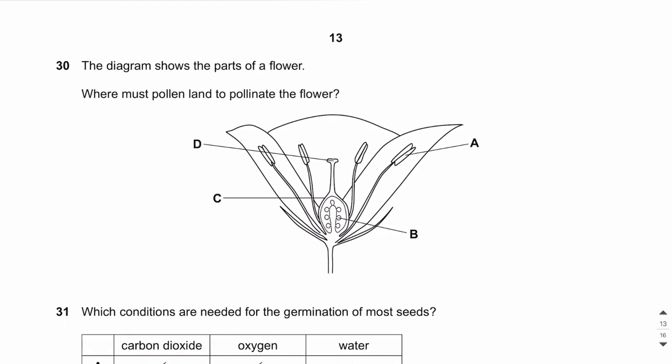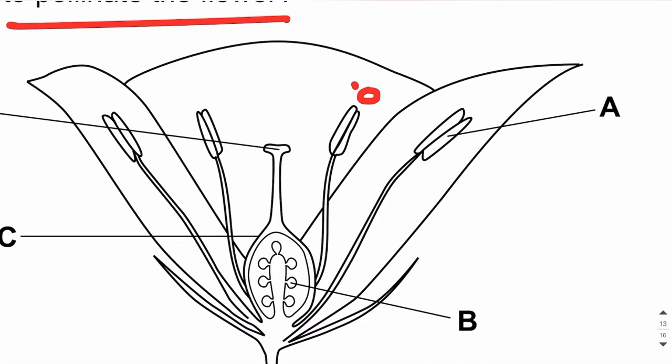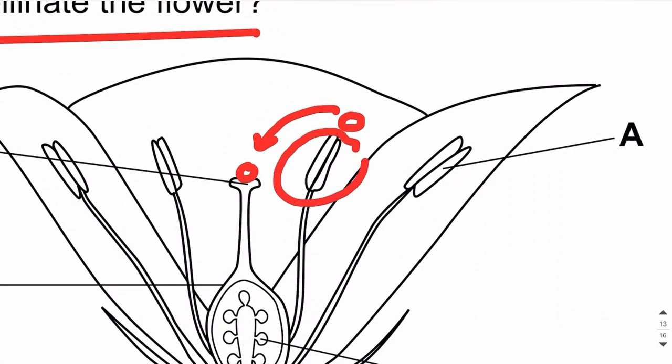Let's move on to MCQ number 30. The diagram shows the parts of a flower. Where must pollen land to pollinate the flower? So guys, whenever pollination occurs, the pollen moves from the anthers to the stigma. So the pollen lands onto the stigma, and the answer is D. And pollen is produced by the anthers. So guys, this is the anther.